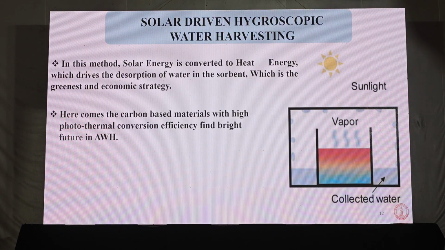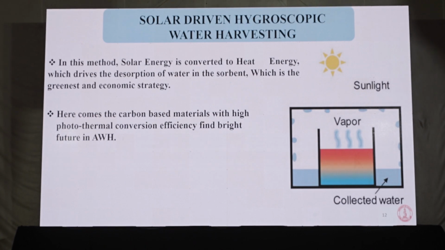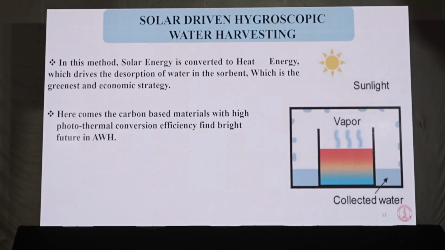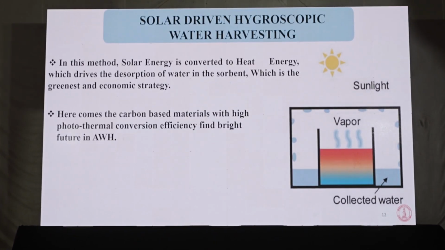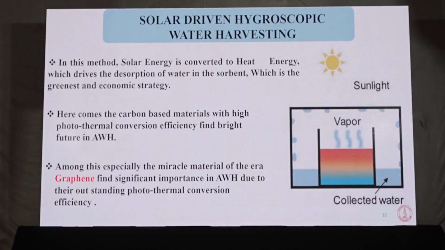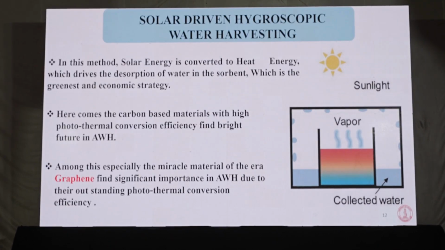Here comes a new area, that is solar-driven atmospheric water harvesting. In this method, solar energy is converted into heat energy, which drives the desorption of water from the sorbent, and which is the greenest and most economic strategy. The main materials used for this are carbon-based materials, and out of these, especially the miracle material of the era, graphene, finds significant importance in atmospheric water harvesting due to its outstanding photothermal conversion efficiency.